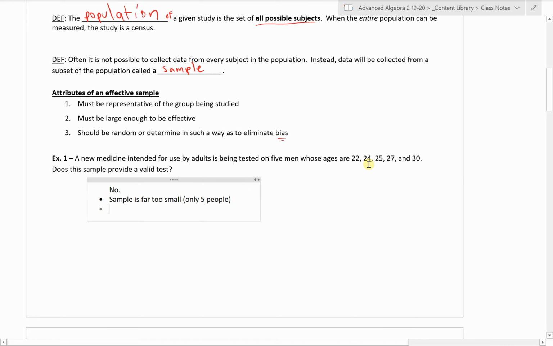Also, you'll notice they're all in their 20s, or the oldest one is 30, right? And the overwhelming majority of adults are over 30 years old, right? So this is not a representative sample. No one is over 30 in the whole group.